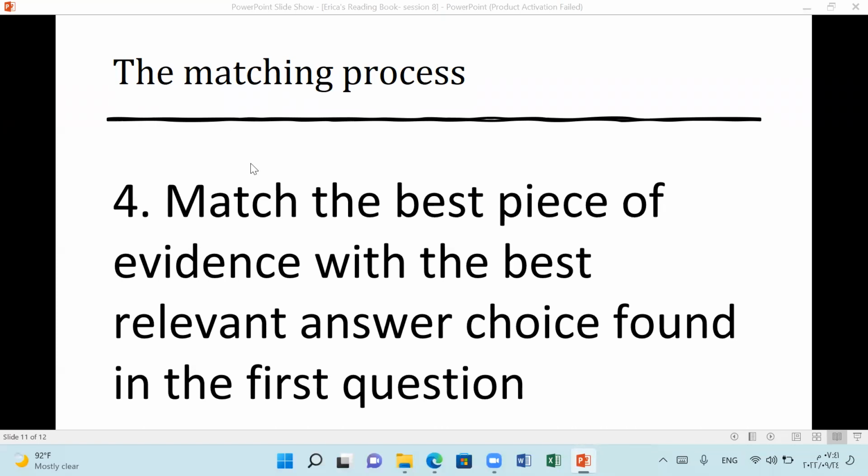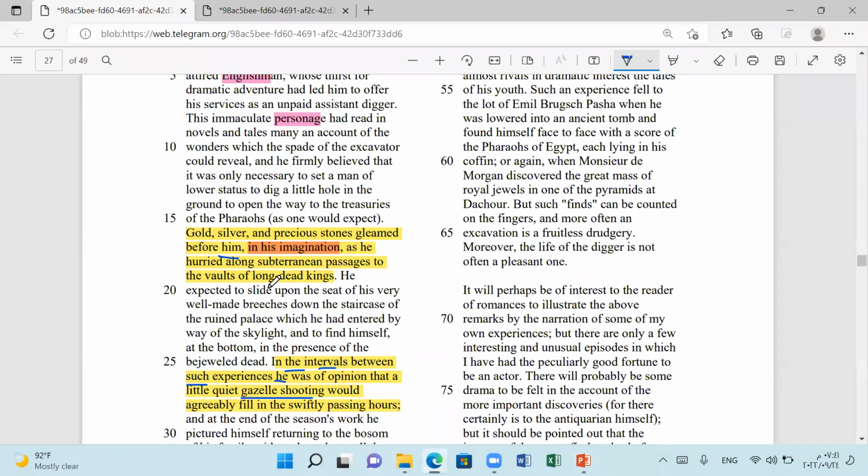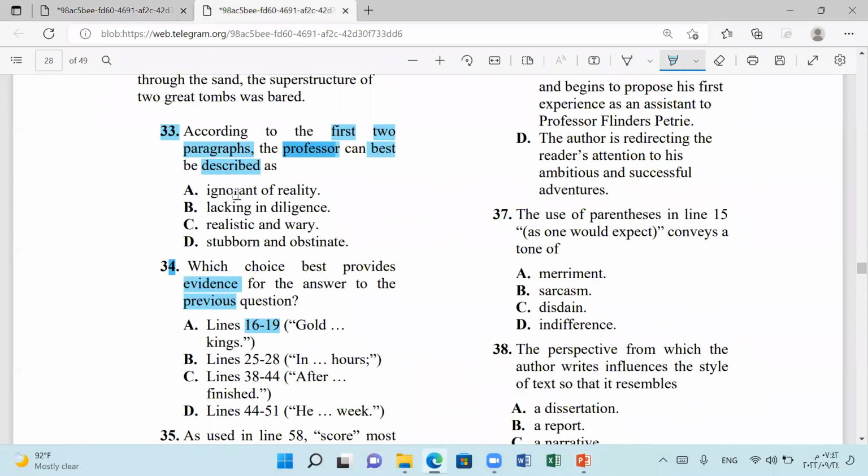What is this matching process? Let me get back to the test. Here, I have the first question. I need to match the first question, the first answer, with any of these citations. I'll try to find the perfect match, okay?